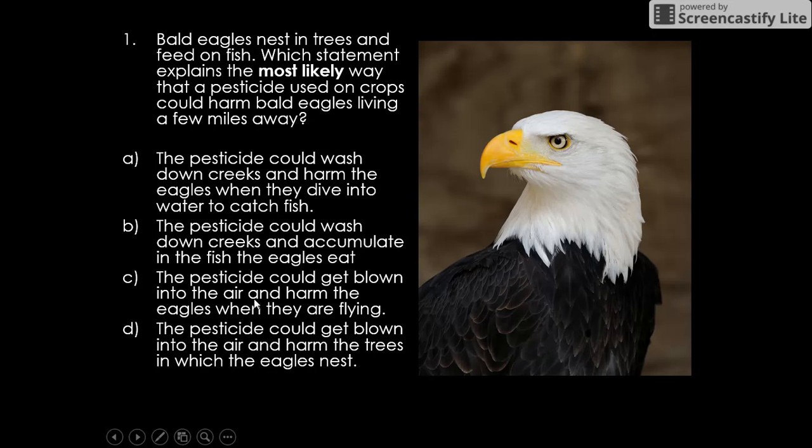The pesticide could get blown into the air. Those chemicals are not going to get blown into the air and hit the eagles while they're flying. No, that's kind of crazy. Pesticide could get blown into the air and harm the trees. No, we're a few miles away. That's not going to happen. Our answer is B. That one involves the eagle eating the pesticide.